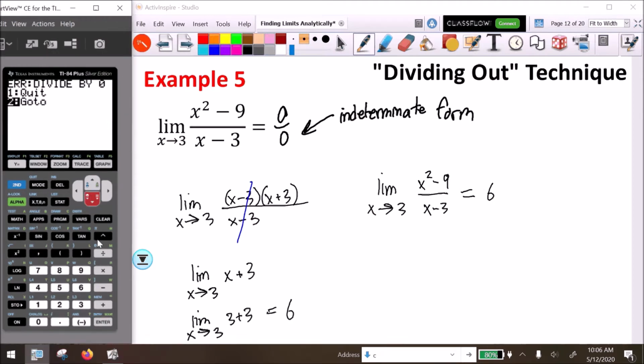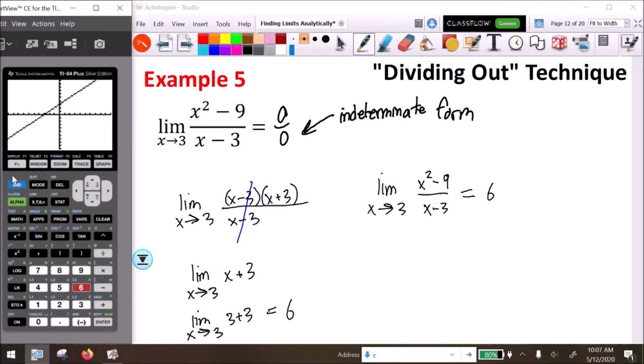And just to verify that, what I'd like to do is just look at the graph of this function. So I'm going to just type it in exactly how it's written here. It's x squared minus 9 over x minus 3. As we get really close to 3 from each side, this should approach 6. Let's look at the graph. I'm going to have to change my zoom window. So as I get close to 3, this y value gets close to 6. You can kind of see that from this cursor here.